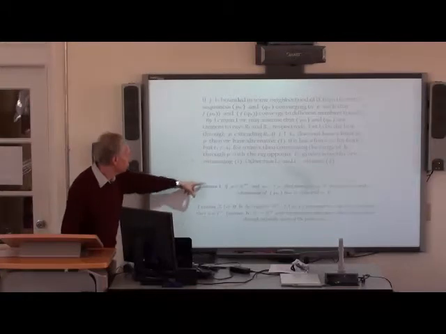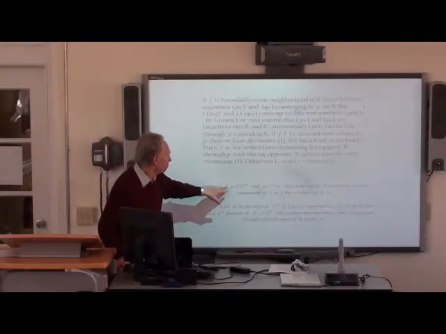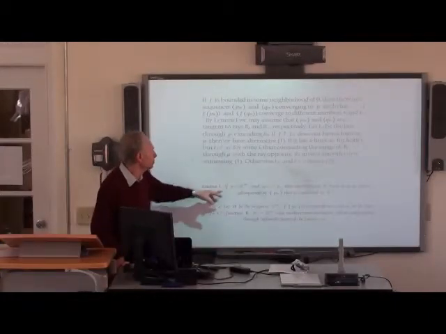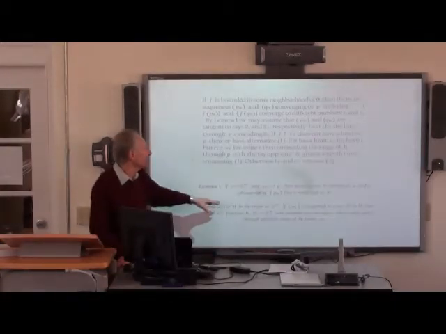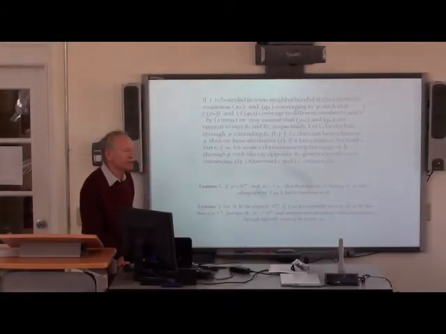So there's these two lemmas again. If we have a sequence converging to p, you get a ray starting at p and a subsequence of p sub n that is tangential to r.